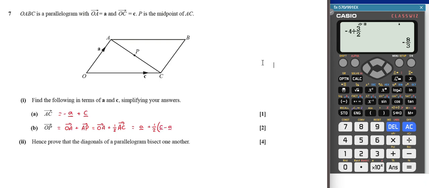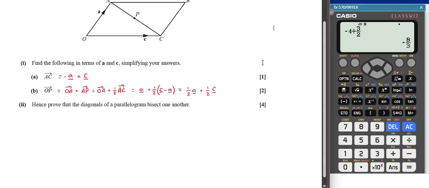I'm just going to rewrite the first one just to make it a little tidier. If I expand and tidy up that, I've got A plus minus a half of A. So A minus half of A is a half of A, and then I've got plus a half of C.